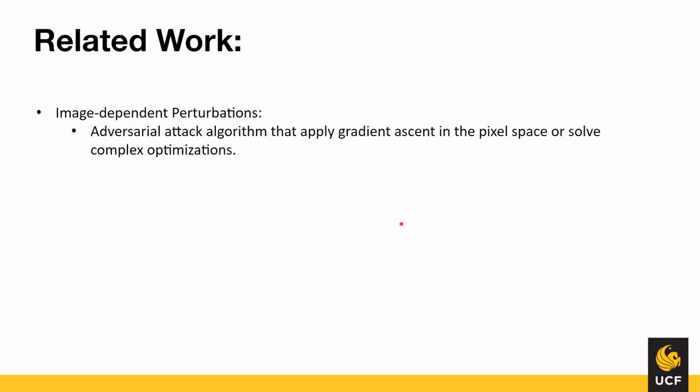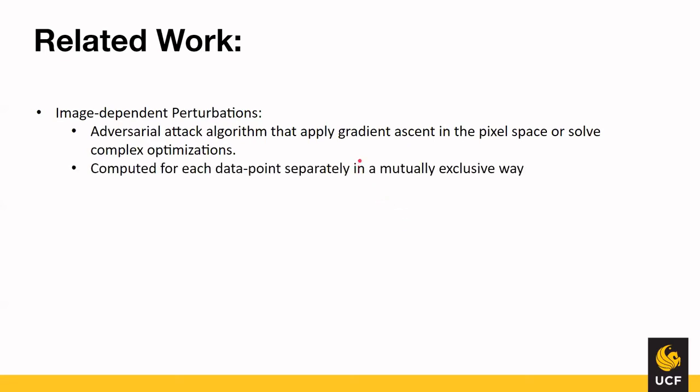So let's see some of the related work that they cover. They split it into three different categories. The image dependent perturbations: these are the attacks that we see mostly in this class. The gradient ascent step is applied on the pixel space, to maximize the loss basically. This is done in a mutually exclusive way for each data point specifically.